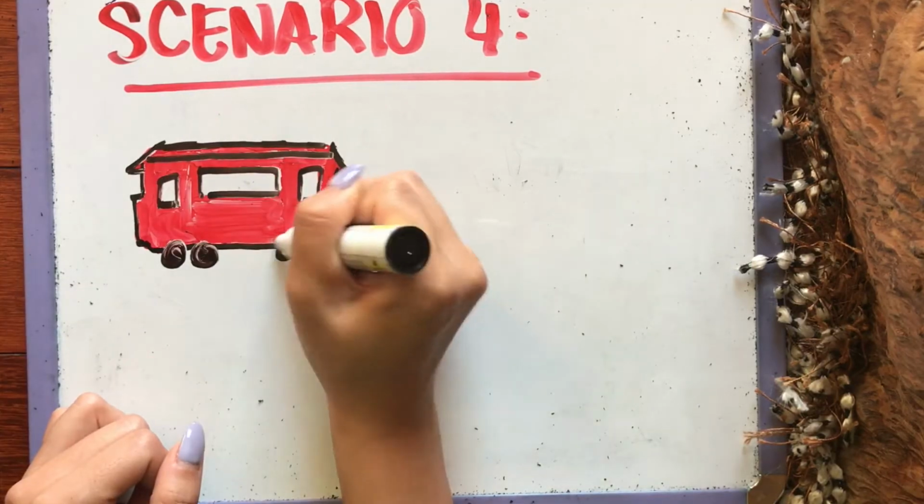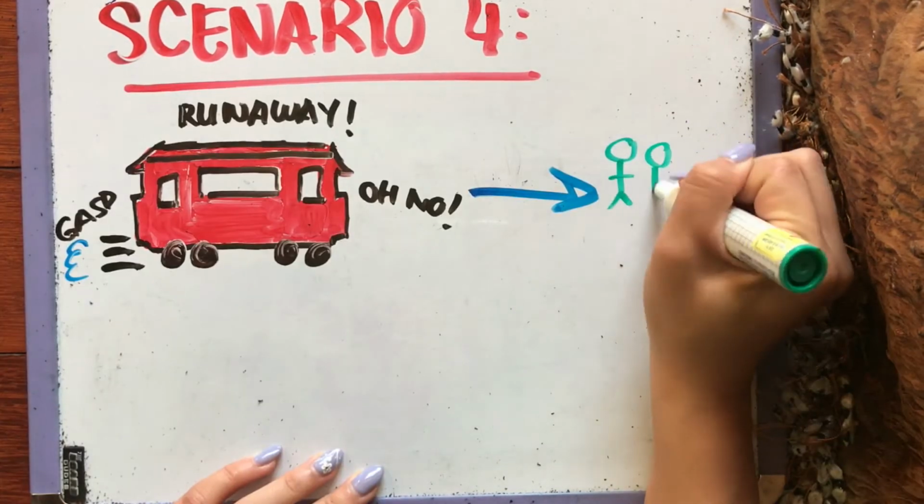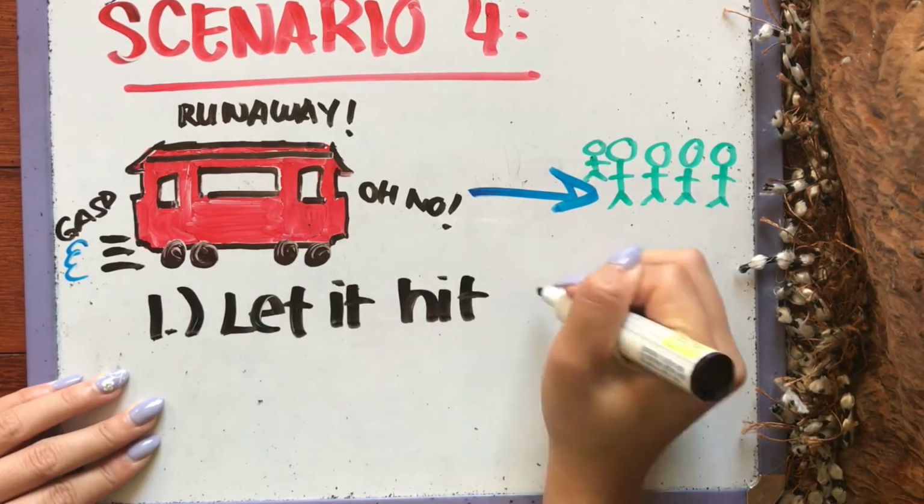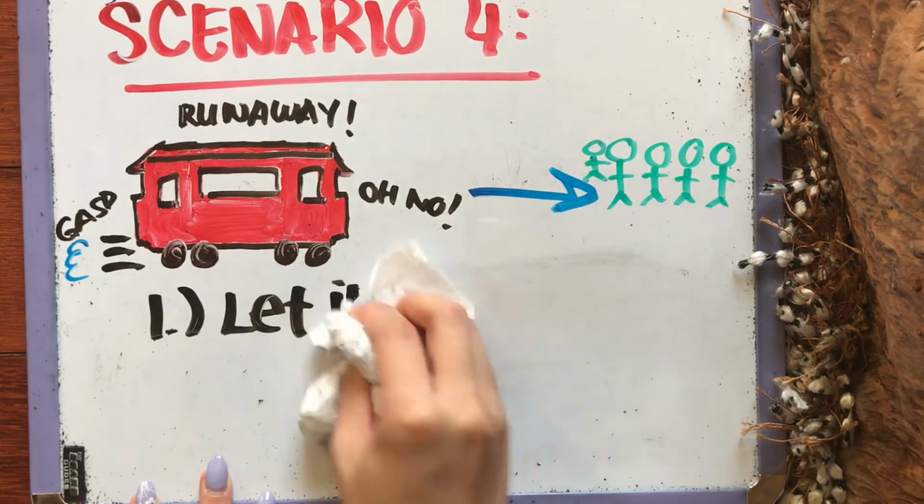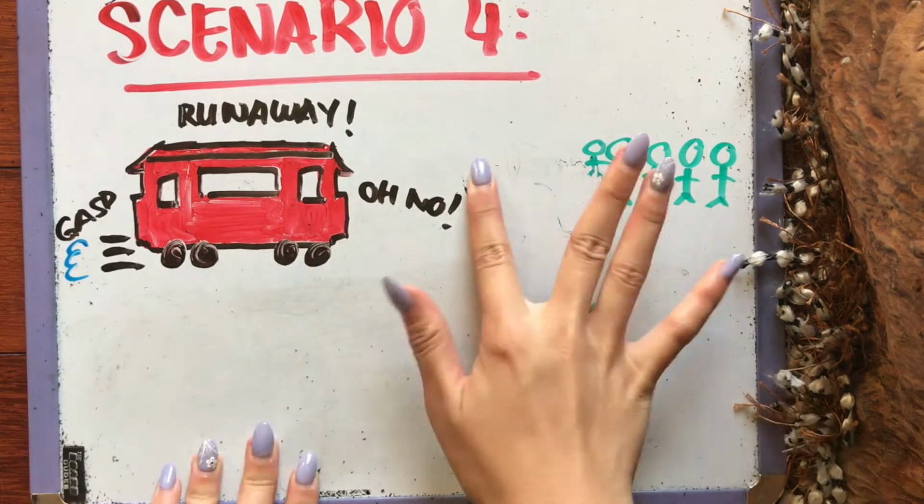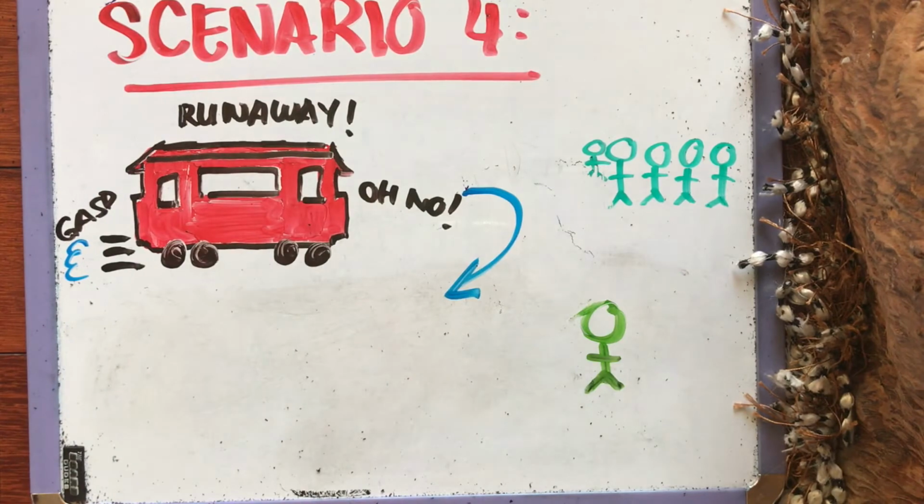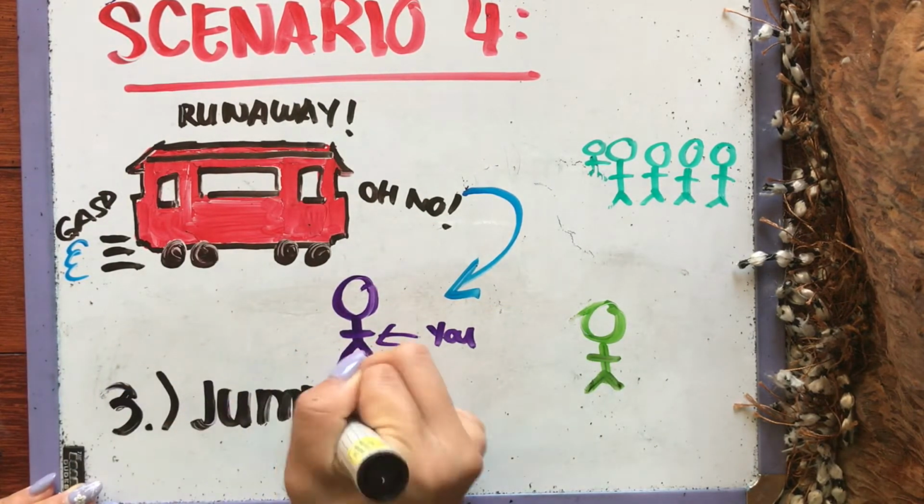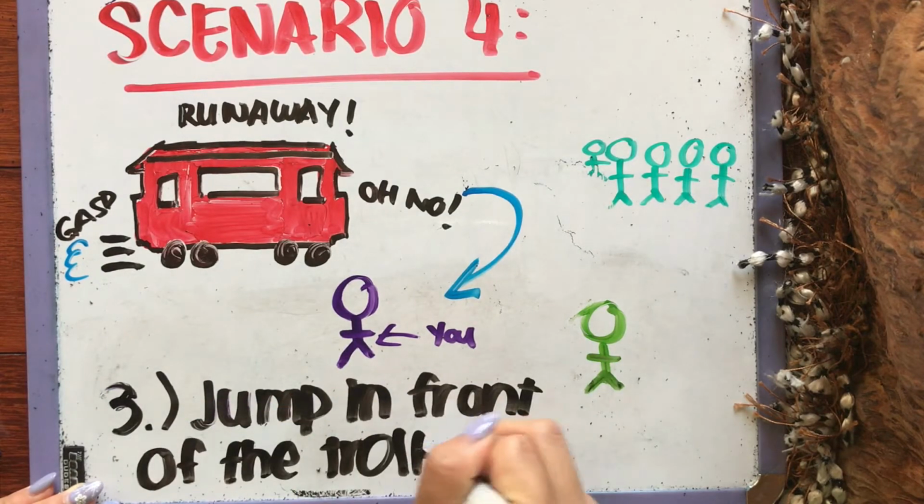Scenario 4. You are in charge of a switch that can change the path of a runaway trolley. There are 5 people tied down on the track right in the train's path and 1 person on the alternate route. The 5 will die if you do nothing. However, you can save them either by switching the train's path, killing the 1 person, or by jumping in front of the train yourself, killing yourself. What will you do? And assume your body will provide enough friction to stop the trolley.